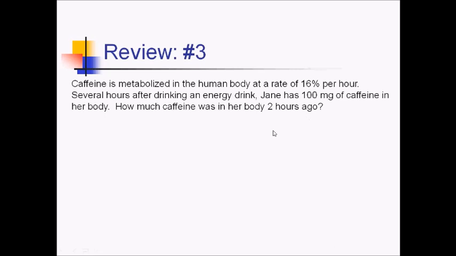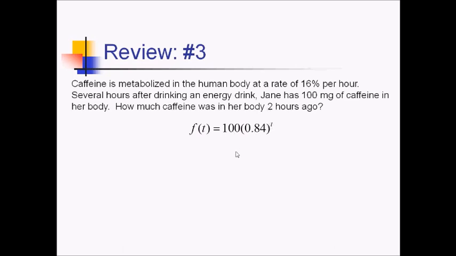So for this one, setting up an exponential function here, we're starting with 100 milligrams of caffeine. That's our A value. Our growth factor is going to be 0.84 because we're losing 16% every hour. And then we can write f of t equals 100 times 0.84 to the t power. This will tell us how much caffeine is in our body t hours after whatever the start time is.